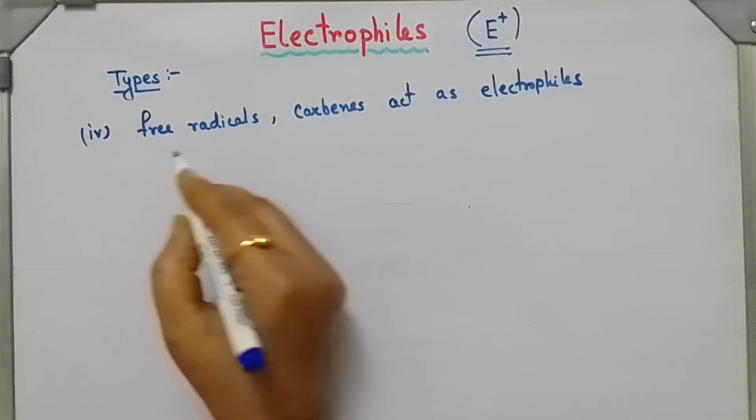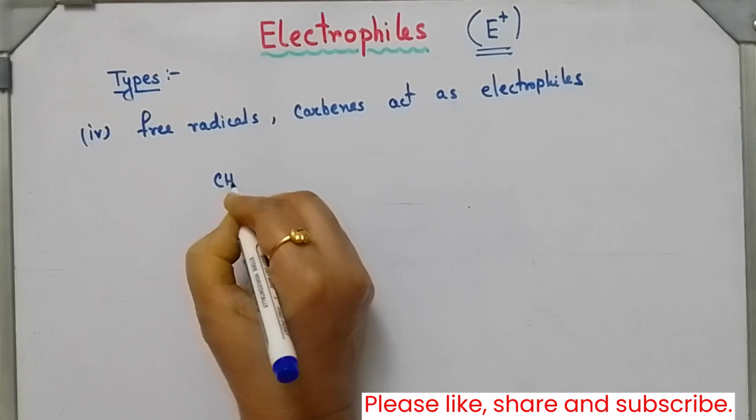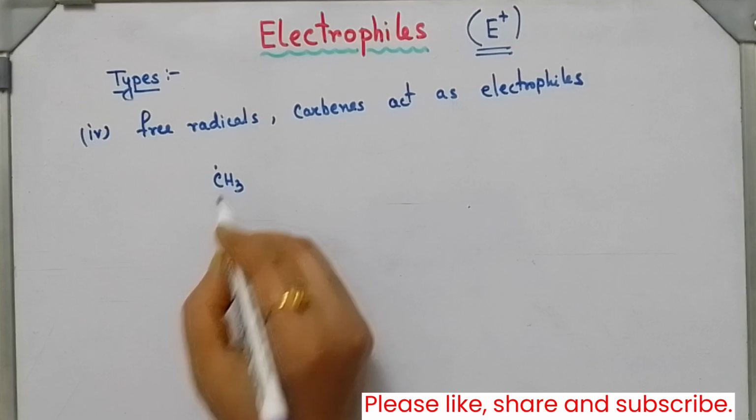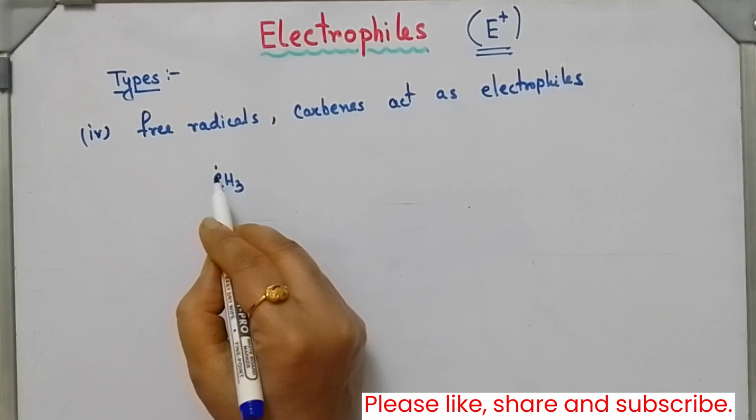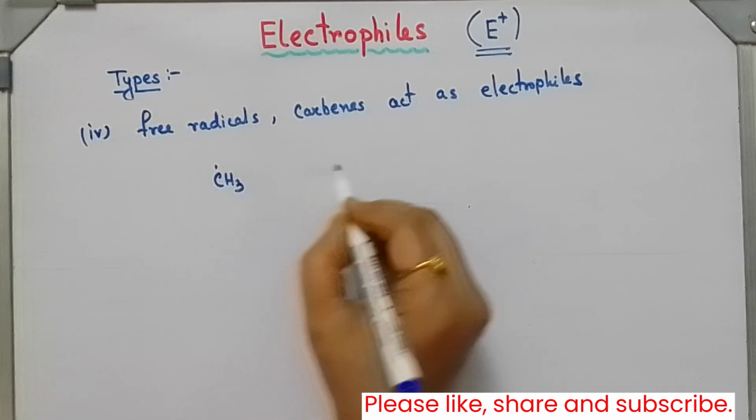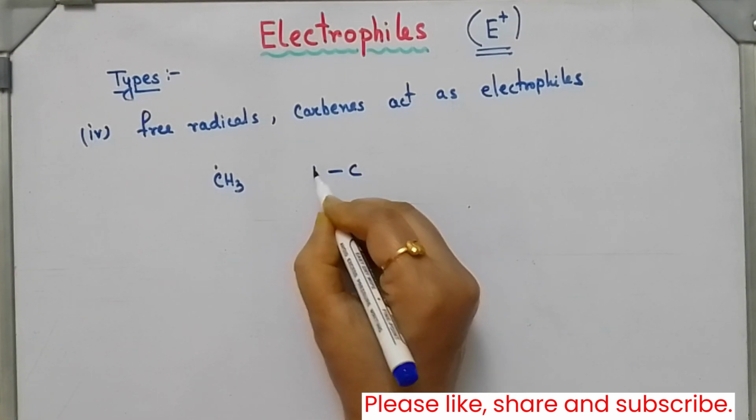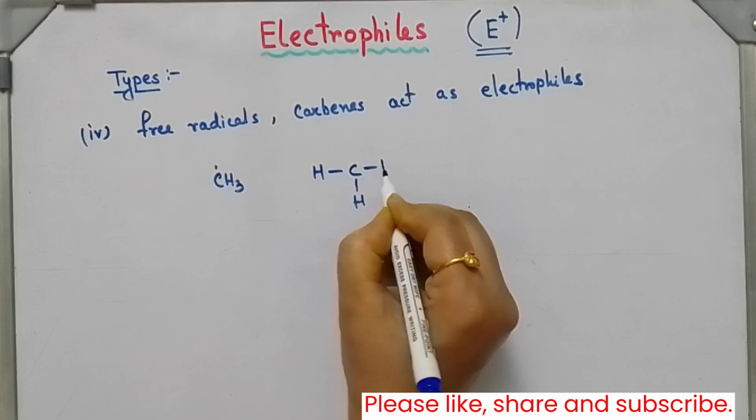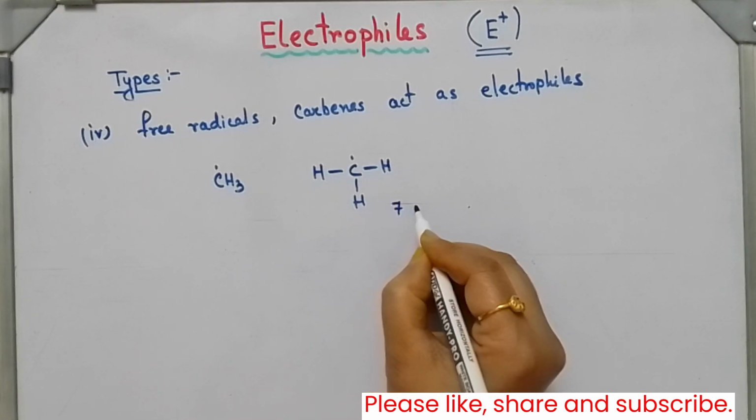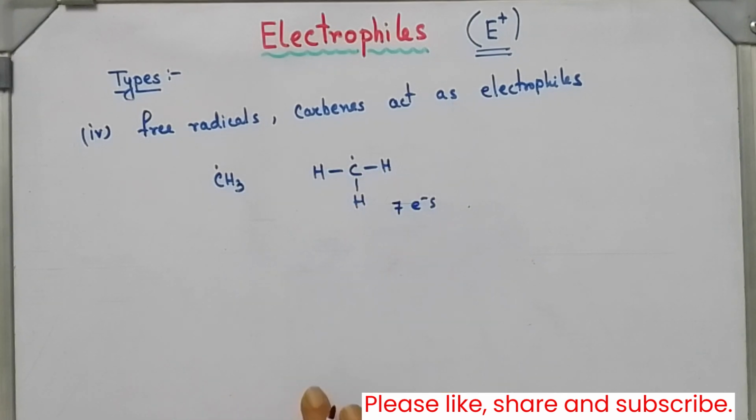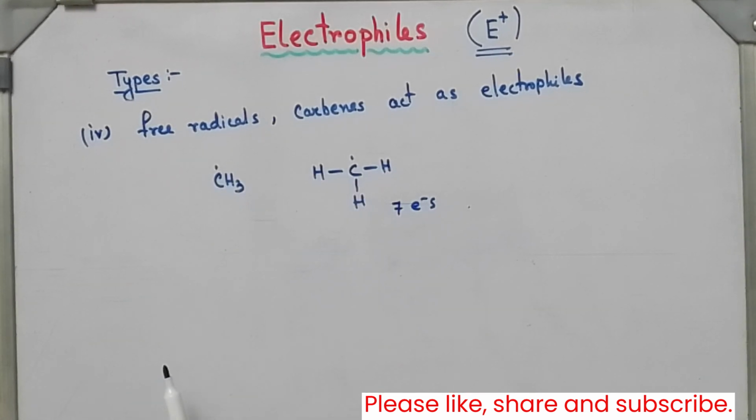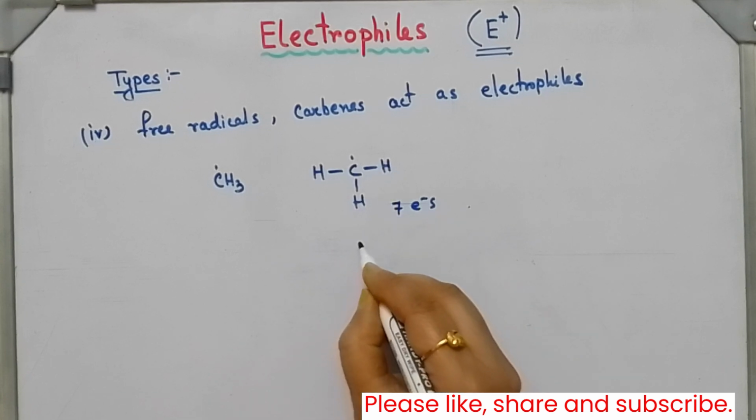What about free radical? Free radical is acting as electrophile. This is methyl free radical. Now see, it is acting as electrophile because it is having how many electrons? One, two, three, four, five, six, seven. 7 electrons are there. So here incomplete octet is there. That's why it can accept electron. So it is acting as electrophile.